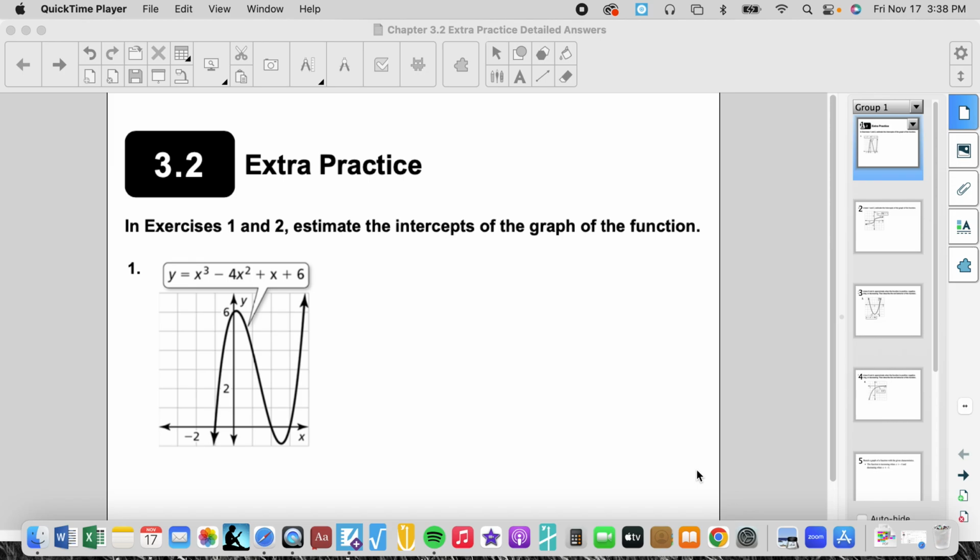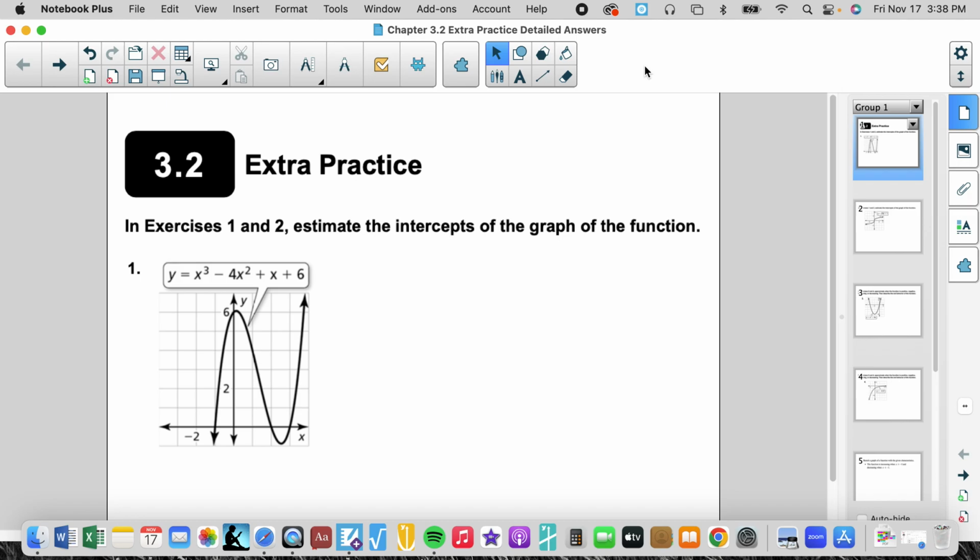We are continuing with functions and graphing and a whole bunch of really good advanced ideas that we're seeing in Algebra 1 that we will see again in Algebra 2 and pre-calc. So these are great. In exercises 1 and 2, estimate the intercepts of the graph of the function.